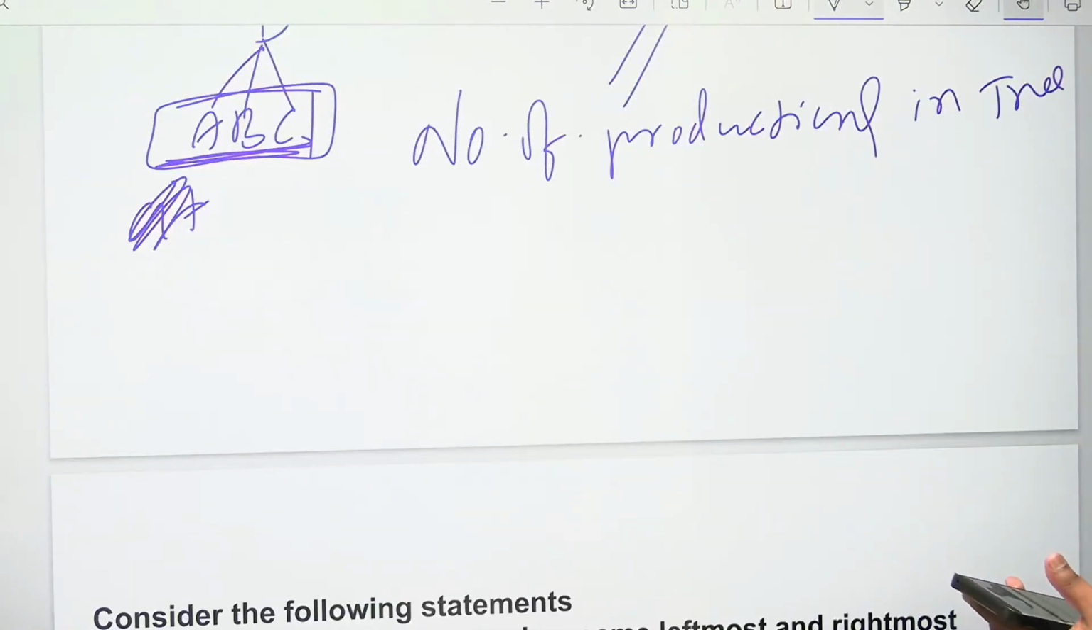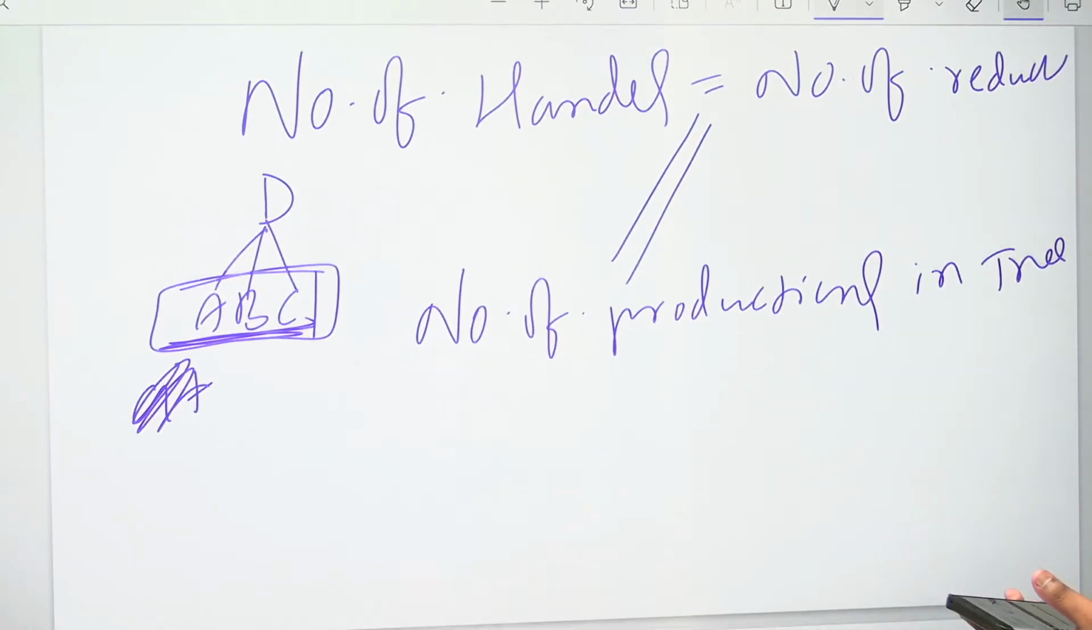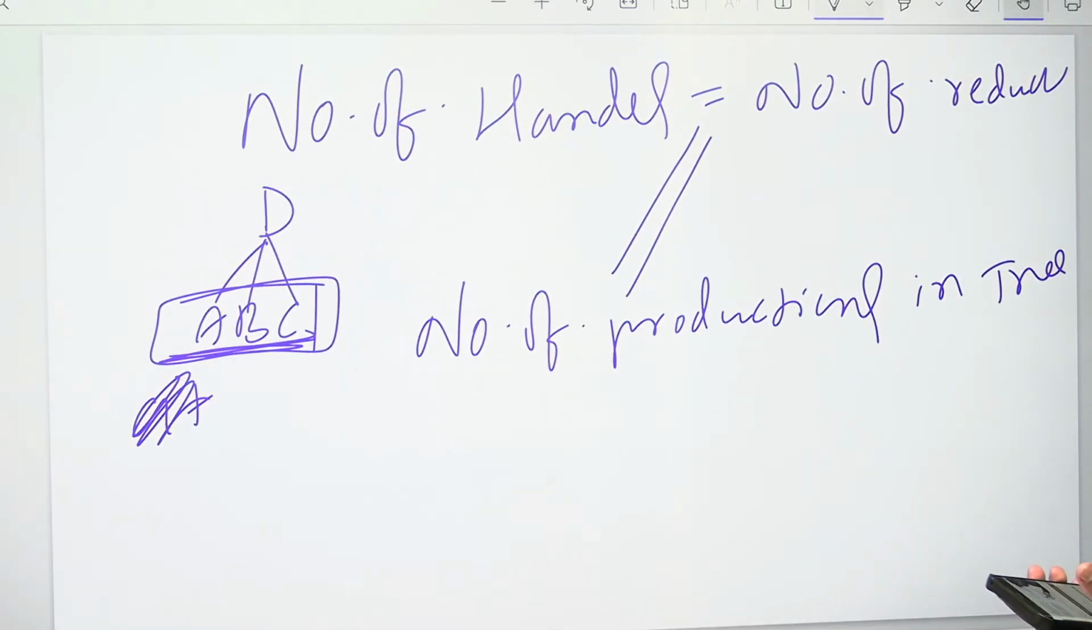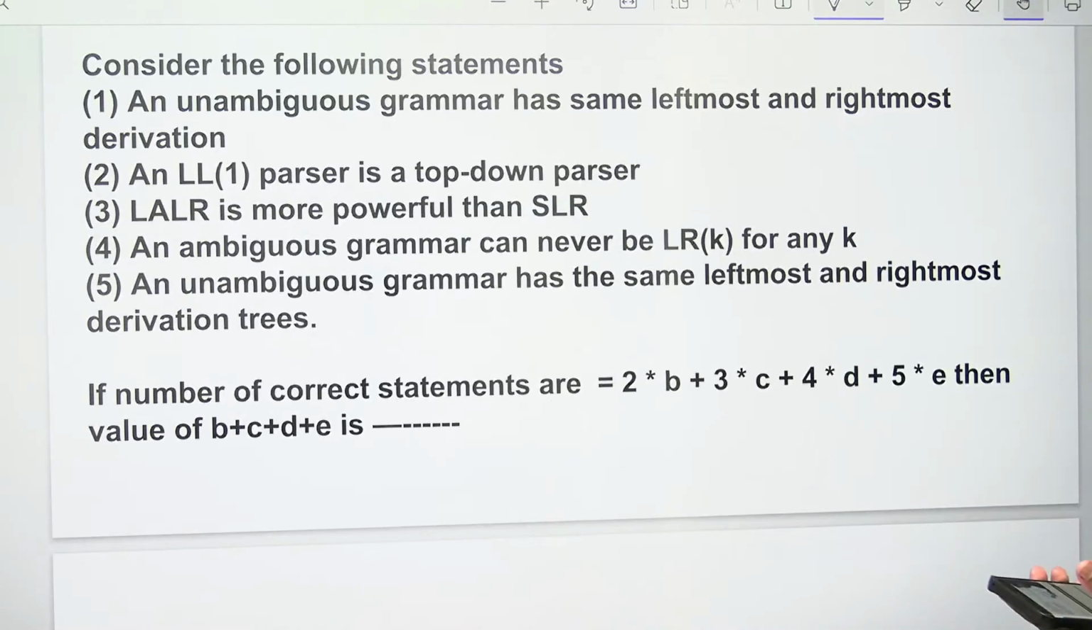Let's go there. So remember this one. Remember the number of handles is equal to the number of reductions is equal to the number of productions. Right? Can you try this?